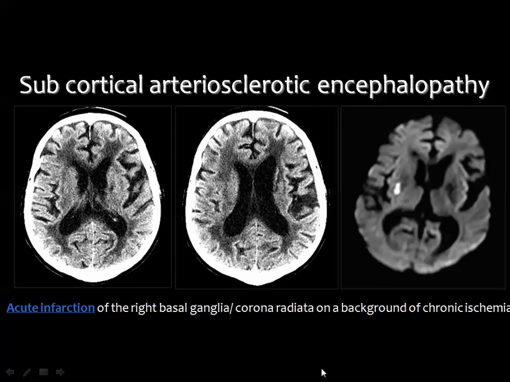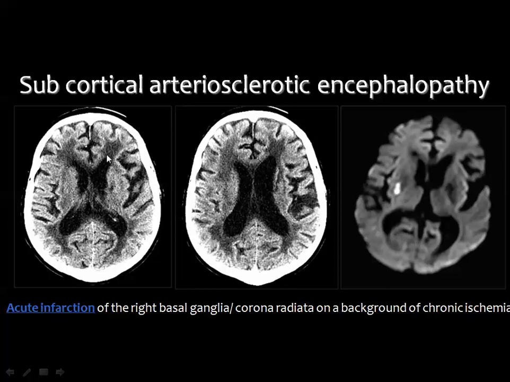Then, as I have mentioned in the beginning of this lecture, all these changes may be considered normal brain aging. But if the patient is symptomatic and has neurological or motor deficits, we have to look for recent insults. And these insults are better visualized by the diffusion weighted images.